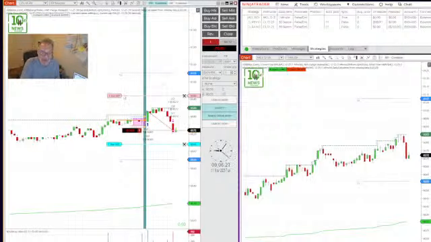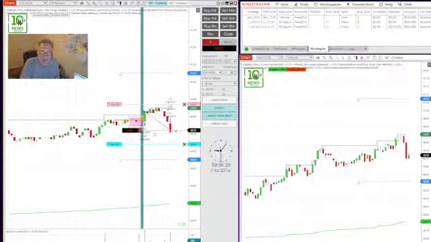Now, I'll only give this a few ticks. If it makes a new high, I don't even think I'll let it do that. A couple of ticks. If it goes against me, I'll exit. We want to go over to the MNQ open.